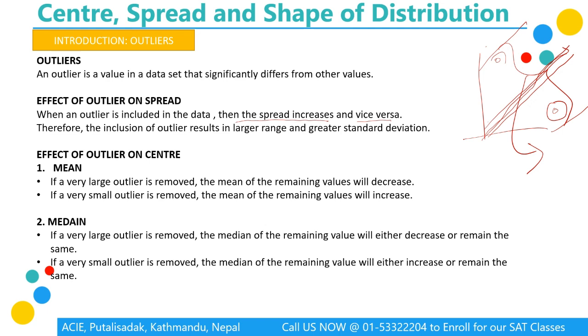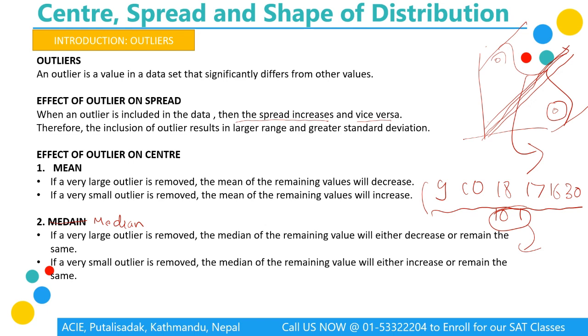How does it affect our center? First the mean and second the median. Mean मा चाहिँ if a large outlier is removed, the mean of the remaining values will decrease. For example, in a list of numbers 9, 10, 18, 17, 16, 30, and suppose 101. In this case, 101 is completely out of the normal trend. But if this number is removed, then since the highest number is removed, हाम्रो mean is going to be smaller.